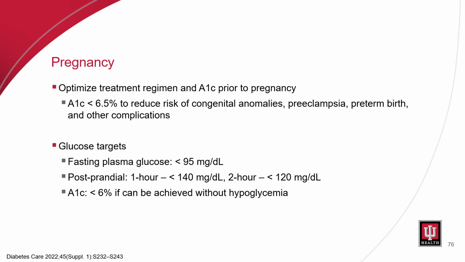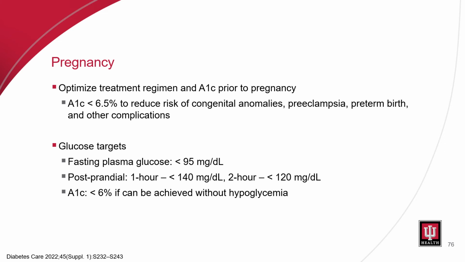So actually the standards of care document does recommend that patients are put on contraception until they're ready to become pregnant. And while most patients have an A1C goal of less than 7%, our patients that are pregnant will have an A1C goal of less than 6.5%. And this more stringent goal is used to reduce the risk of congenital anomalies, preeclampsia, preterm birth, and other complications.